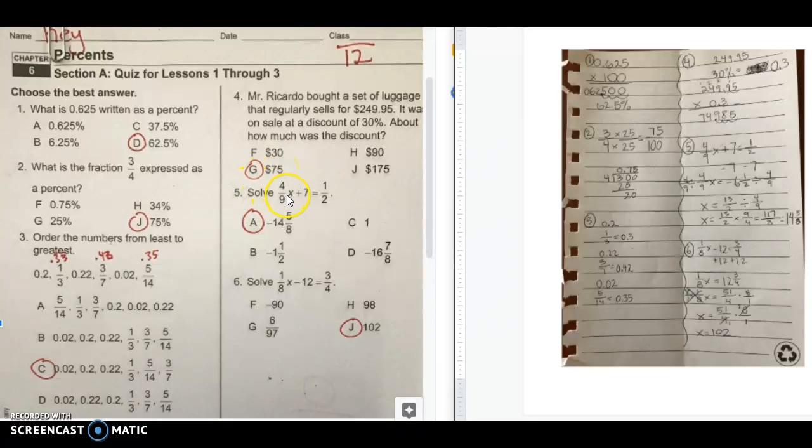Number 5, solve 4/9 x plus 7 equals 1/2. This we kind of all had some trouble with, so I'm going to review these 2 answers. I'm going to give all of you credit for them though. So we have this. I want to find out what x is so I can figure out what I can put into this formula to get the right answer. So I am going to subtract 7 on both sides. I get 4/9 x equals negative 6.5.